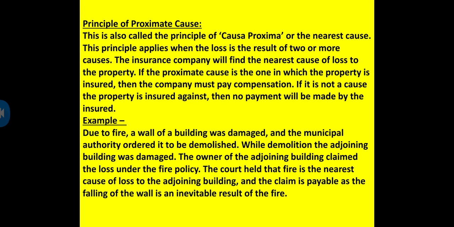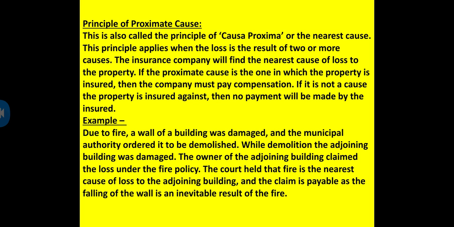I repeat, this is also called the principle of causa proxima or the nearest cause. This principle applies when the loss is the result of 2 or more causes. The insurance company will find the nearest cause of loss to the property. If the proximate cause is the one against which the property is insured, then the company must pay compensation. If it is not, then no payment will be made by the insurer.